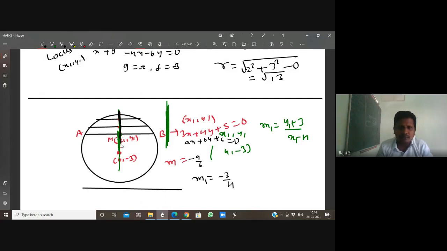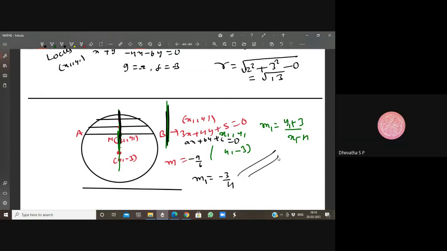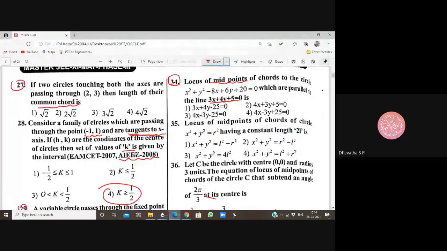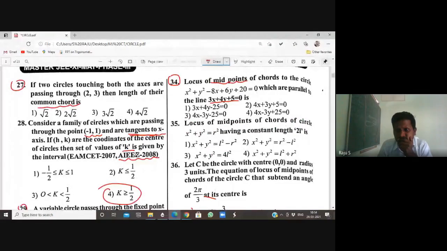Clearly both will be parallel, the locus of the midpoint of the chords and the given line. Nothing but the slopes are the same. Student: The locus is not parallel, sir. The chord is parallel, so the locus of that midpoint would be perpendicular. Oh, sorry. This one. The locus of midpoint of the chords to the circle. Okay.